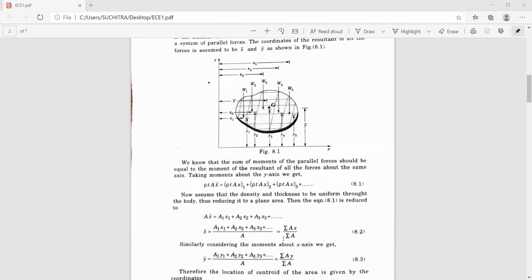Or else it can also be written as x bar is equal to sigma A x divided by sigma A. Sigma A is nothing but the area of the whole figure.